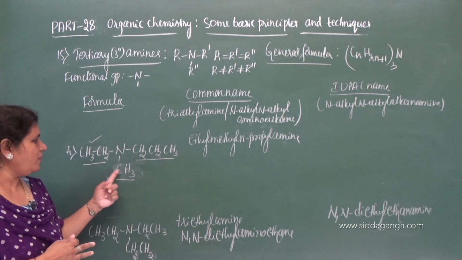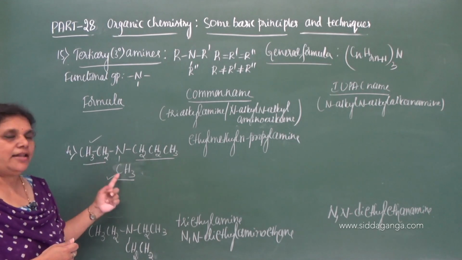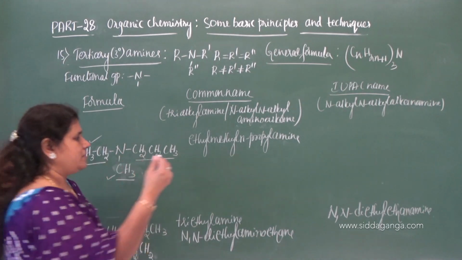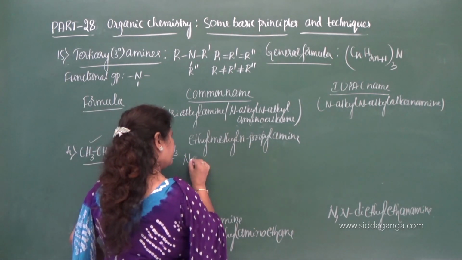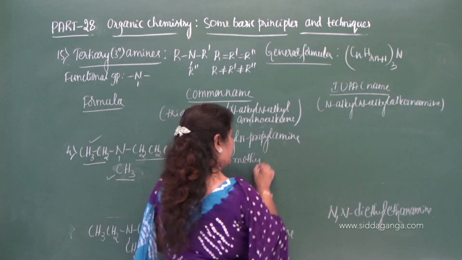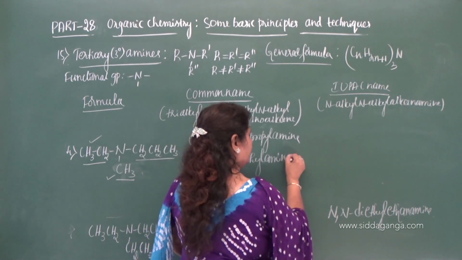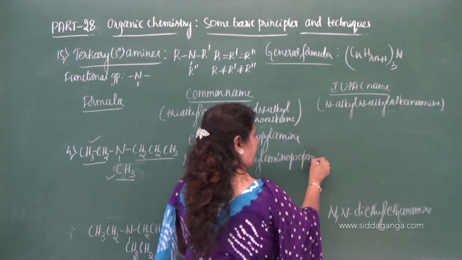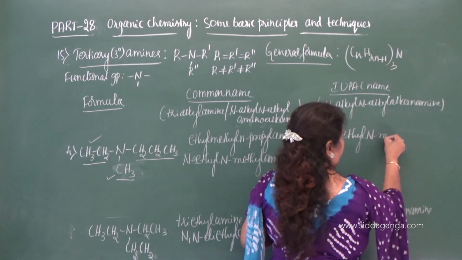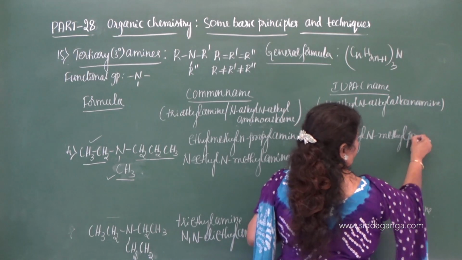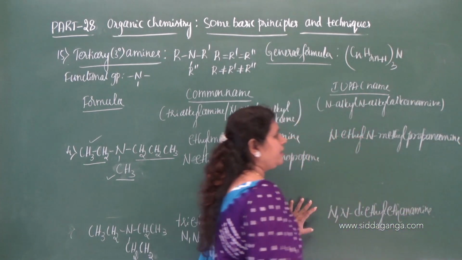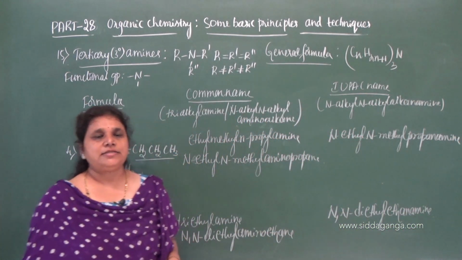Therefore, we need to arrange them in alphabetical order, ethyl and methyl. N-ethyl, N-methyl, amino, propane. And what is the IUPAC name? N-ethyl, N-methyl, propanamine. Propanamine. N-ethyl, N-methyl, propanamine is the IUPAC name.